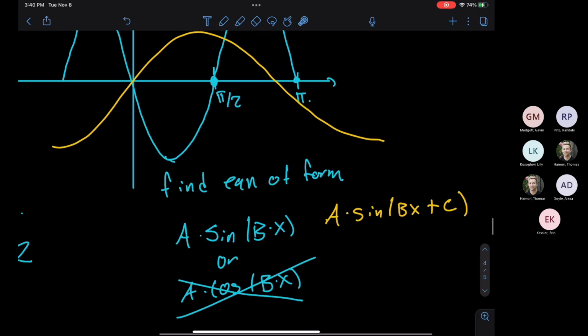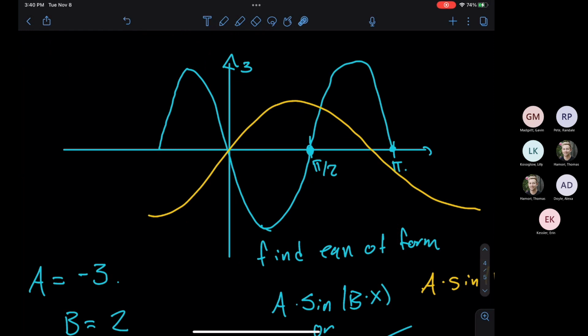There's no way for me to stretch 1 into 0. There's no way for me to stretch 1 into 0 except by stretching the entire thing vertically by 0, which would give us a line. That's not what we observe in the graph. Does that make sense?